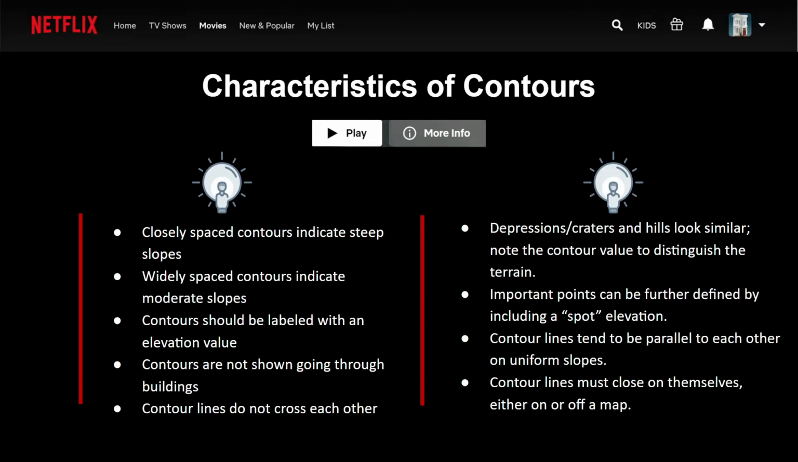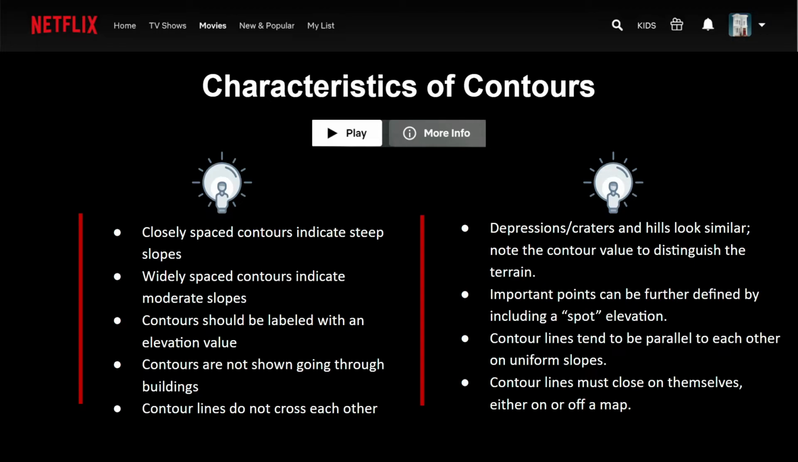Depressions, craters, or sinkholes look alike in the map. Note the contour value to distinguish the terrain. Important points can be further defined by including a spot elevation. A spot elevation is a point on a map that identifies the height above mean sea level. And the spot elevation tells you the actual elevation of a particular point, both existing and proposed, which can be used for planning purposes and for creating 3D models.